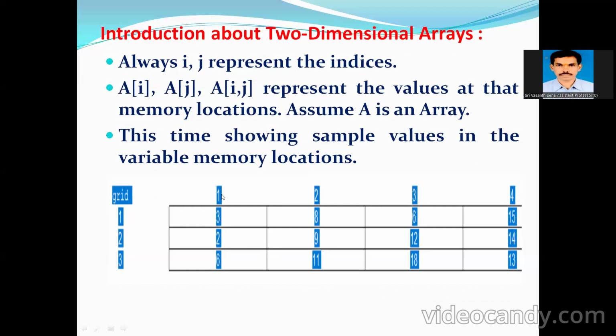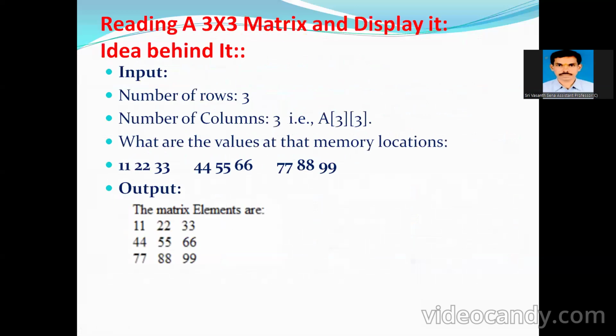So now at the 1,1 location, the value stored is 3. At the 1,2 location, the value is 8. At the 1,3 location, the value is 6. At the 1,4 location, the value is 15. So in Raptor, the index starts with 1. This is how the values are stored in the memory locations. Always i, j will represent indices. A[i,j] will represent the values at those particular memory locations.